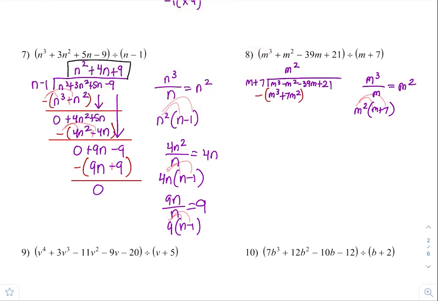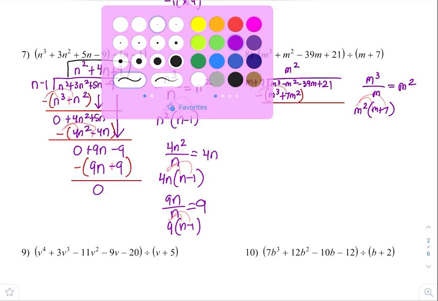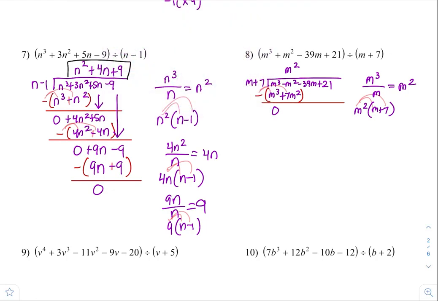Now, step 4, you guys, we subtract. So we distribute this negative to both. m to the third minus m to the third, you guys, is 0. Negative m squared, you guys, that's now going to be a minus 7m squared. So that's going to be negative 8m squared. And we drop.